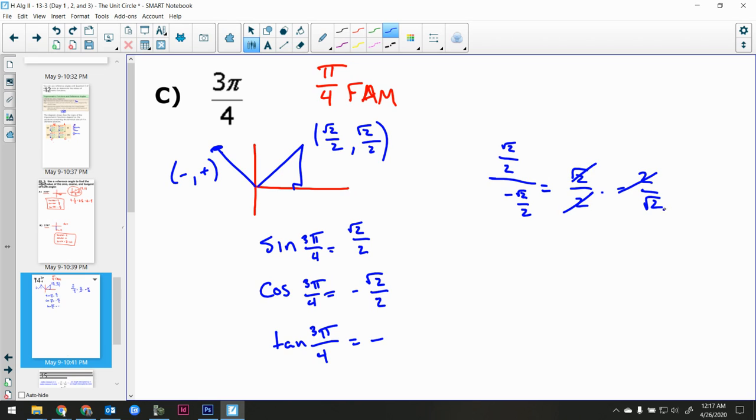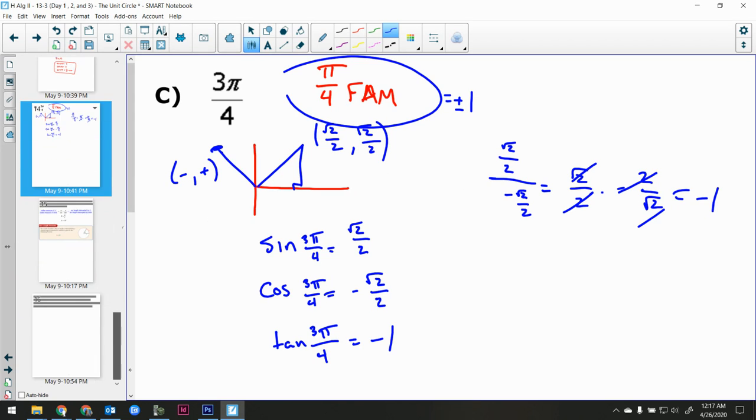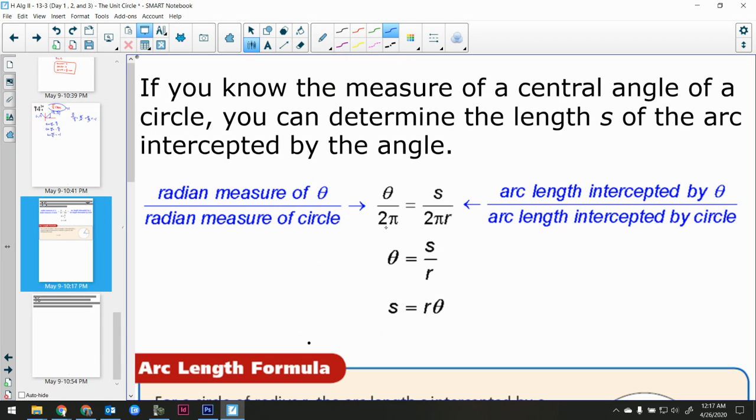Cancel, cancel, cancel, cancel. Negative 1. Okay? Negative 1. Everything cancels out, so this is negative 1. You're going to find that the tangent of the pi over 4 family is always some form of 1, either positive 1 or negative 1, depending on what quadrant it's in.